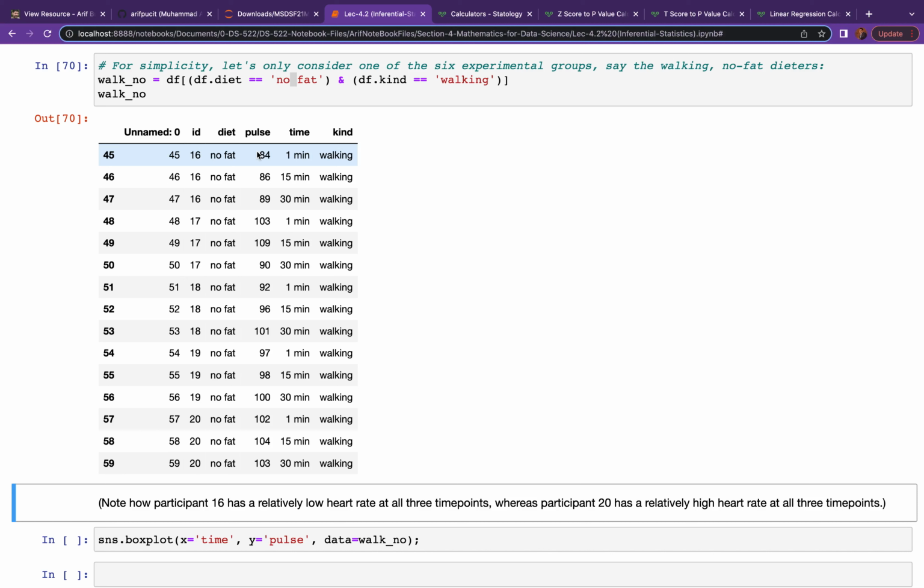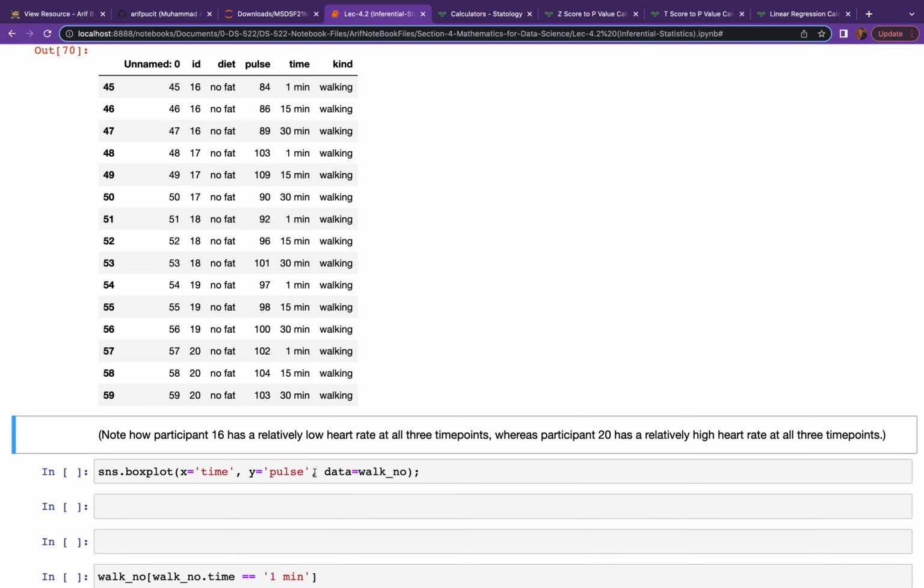Note that this first patient having the ID of 16 has a relatively low heart rate at all these 3 points, 1 minute, 15 minute and 30 minute. While this last patient having the ID of 20 has a relatively high heart or pulse rate at all the 3 timestamps: 102, 104 and 103.